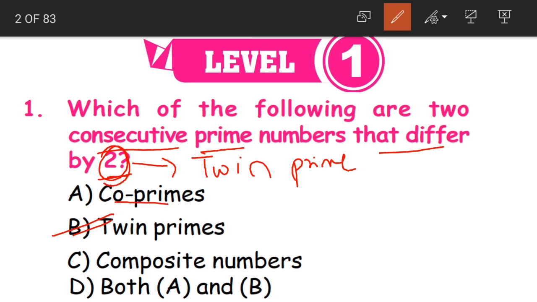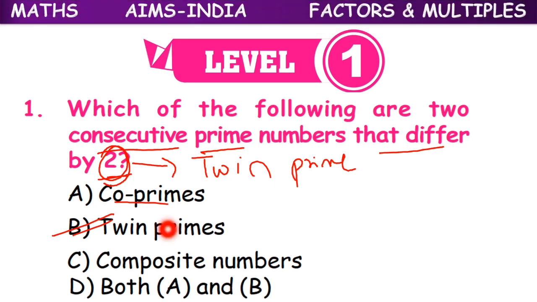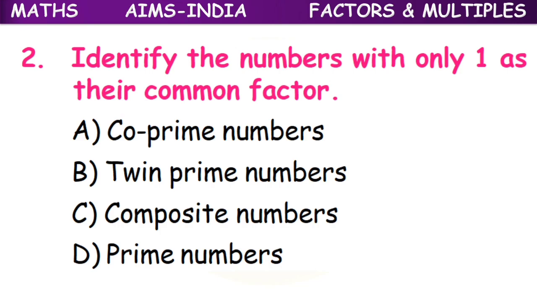Now what are co-primes? Co-primes need not be prime numbers. They are just two numbers whose common factor is 1. And what about composite numbers? They are the numbers that have more than 2 factors.